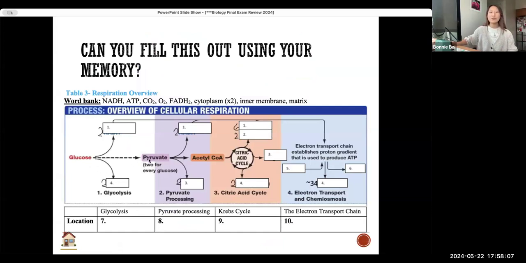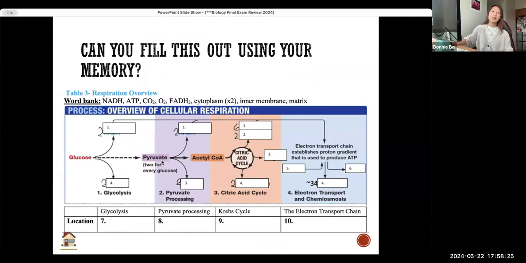Let's take a look. We have glucose, pyruvate, right? During this step, we are going to make 2 ATP. So this is ATP right here. We're also making 2 NADH right up here. And as you can see, NADH is going to the electron transport chain. Glycolysis takes place in the cytoplasm.